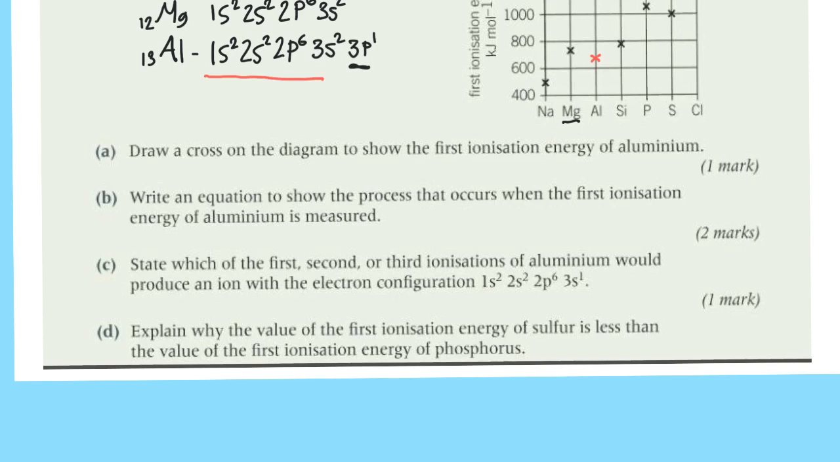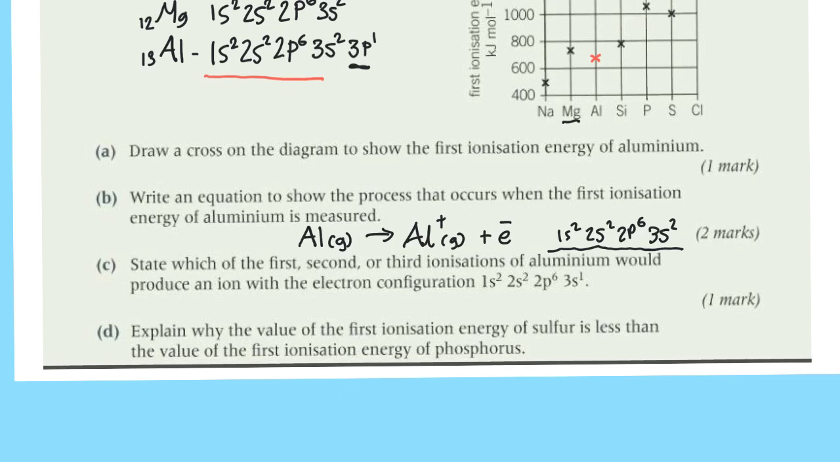Next you're asked to write an equation showing the first ionisation energy of aluminium, and it's really important here that you put the state symbols in. So that's 1 mole of gaseous aluminium atoms losing electrons to become 1 mole of positively charged aluminium ions, and you write the electron on this side with its negative charge. This now leaves us with an ion with the electron configuration 1s2, 2s2, 2p6, 3s2.